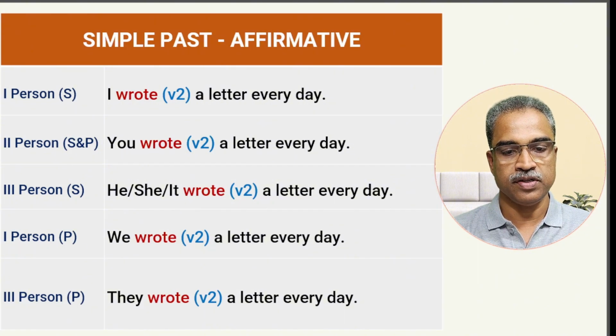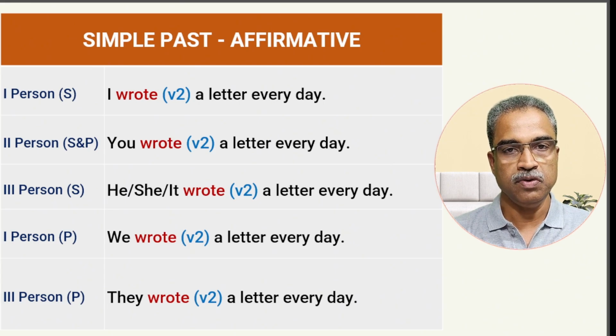And now third person. Here in the simple present we saw, we need to use subject he, she, it plus the main verb with S. But in the past tense, there is no S. So there is no problem. It's cool, it's easy. Simply use the V2 form. So he, she, it wrote, V2, past form. He wrote a letter every day. She wrote a letter every day. It wrote a letter every day.